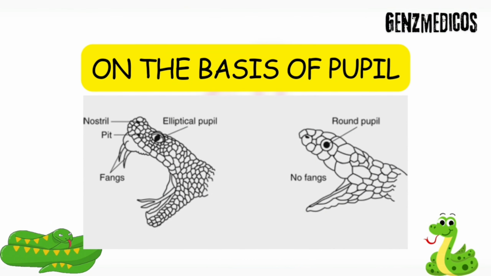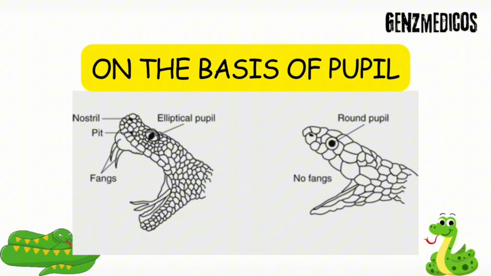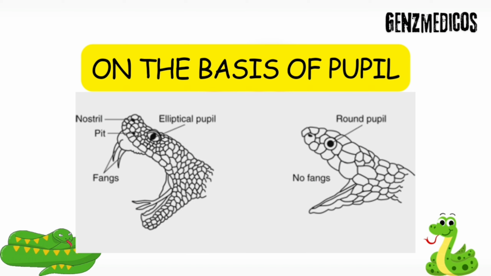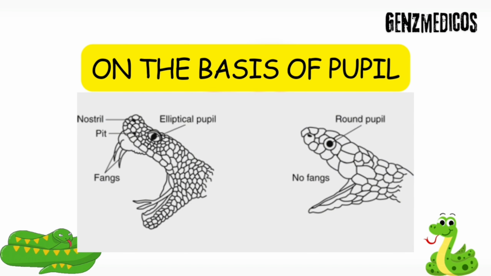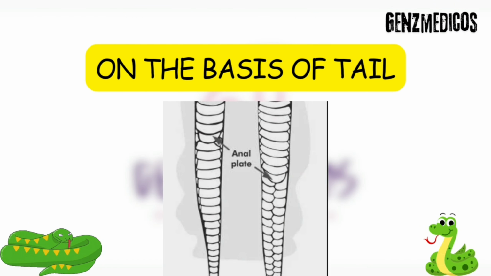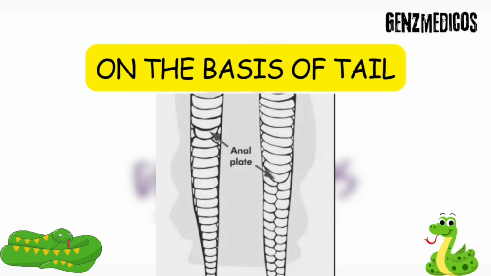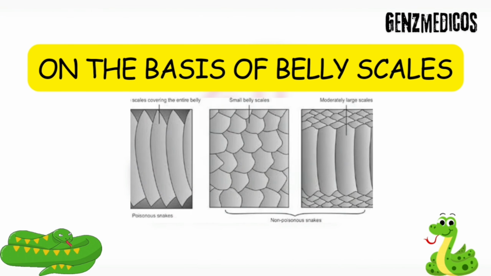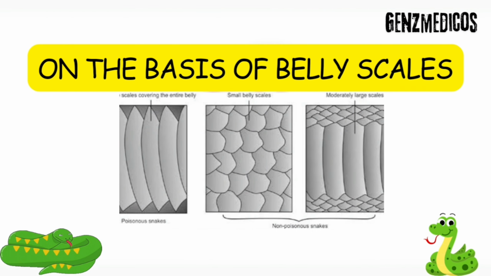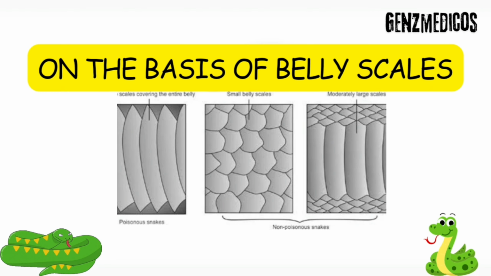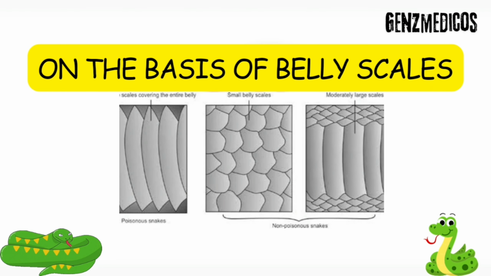On the basis of pupil, again venomous on my left side, they have an elliptical pupil, while non-venomous, on my right side, have a round pupil. And also they have no fangs, while poisonous snakes have fangs. Now on the basis of tail, just see below the anal plate we can see a row of scales, right? So it is a poisonous snake, while in case of the anal plate on the right side we have two rows of scales, right? So this is non-poisonous. On the basis of belly scales, when they cover the entire body it is a poisonous snake, when they do not cover the entire body it is a non-poisonous snake.